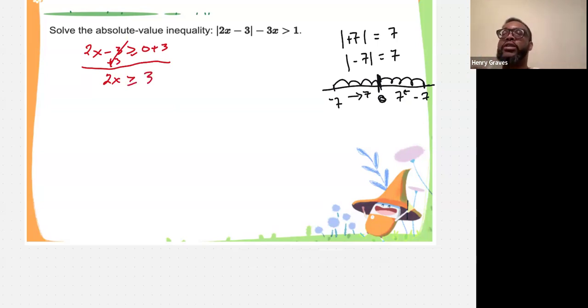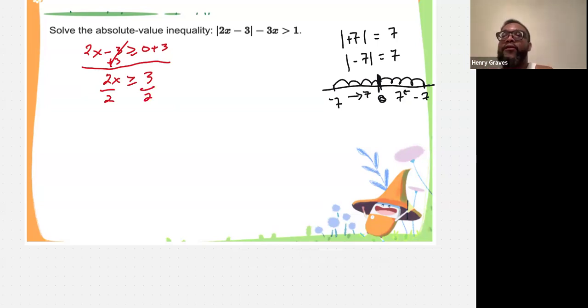Great job, Amber. You said it perfectly. You said that we do not have to flip the inequality symbol. You remember from last class. So I'm going to leave it exactly the way it is, and I'm going to go ahead and divide both sides by 2. I'm not going to change that inequality symbol yet. Keyword: we're going to get to that eventually, but not right now. x is greater than or equal to 3/2.